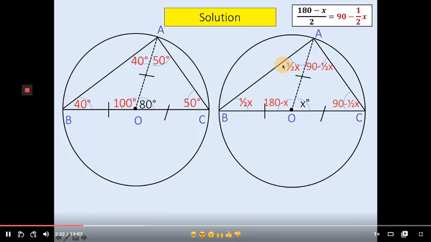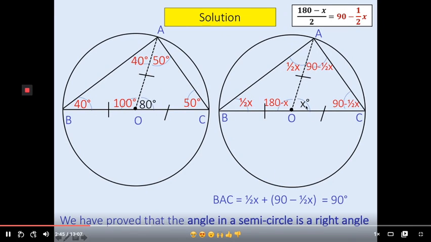Okay, let's have a look at this angle here. What do you notice about this? Well, actually, if you add these two things together, half x plus 90 minus a half x, you're just left with 90. So we've shown that whatever angle x is, the angle in a semicircle is a right angle.